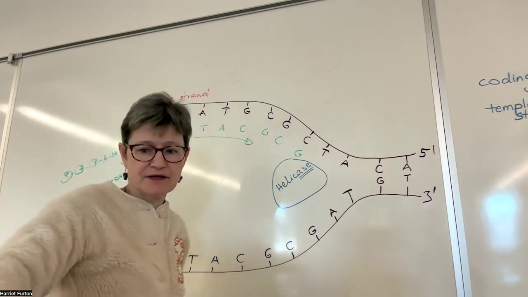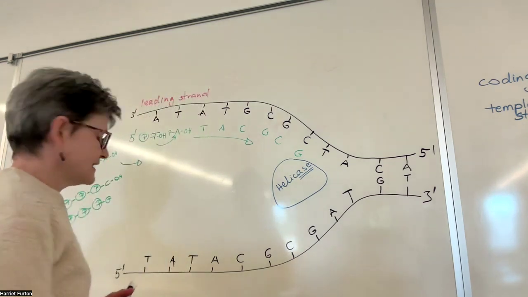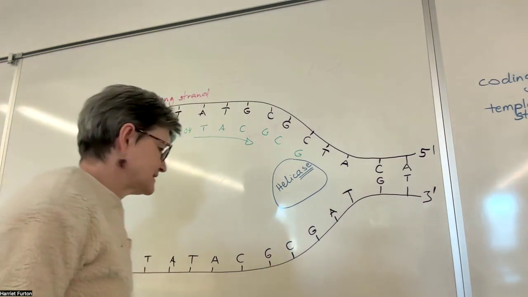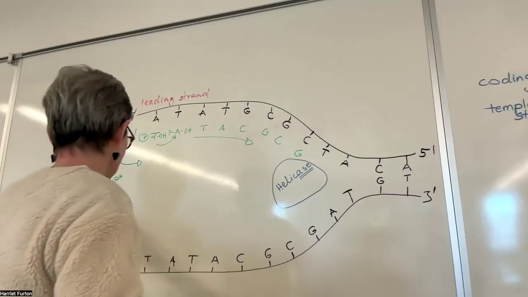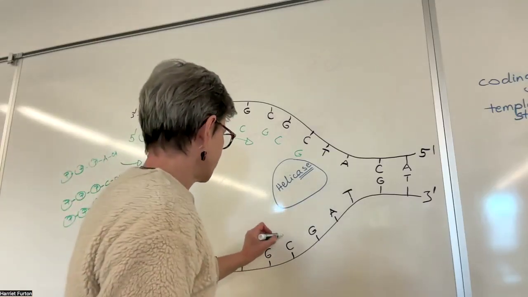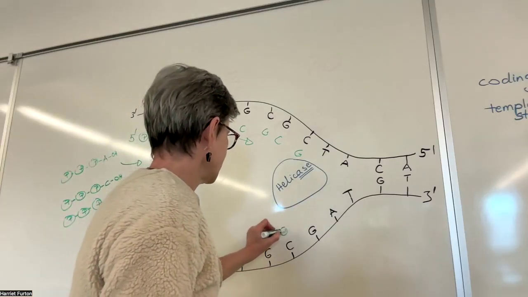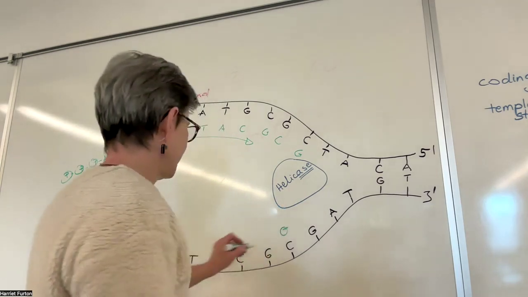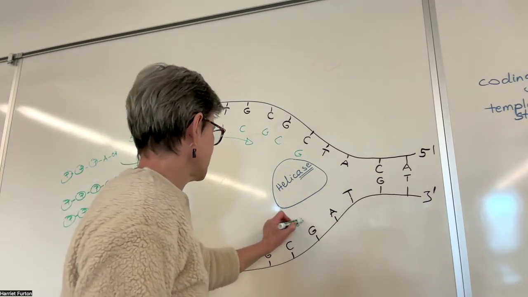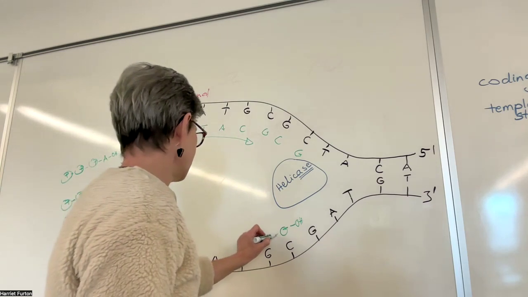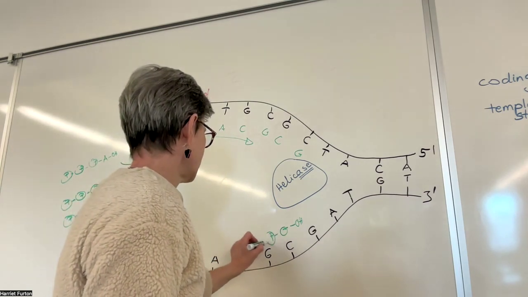The other one, on the other hand, is a little bit different. This is going to start here, for example, like a G in here, because the G has the OH in here, and the phosphate is here.